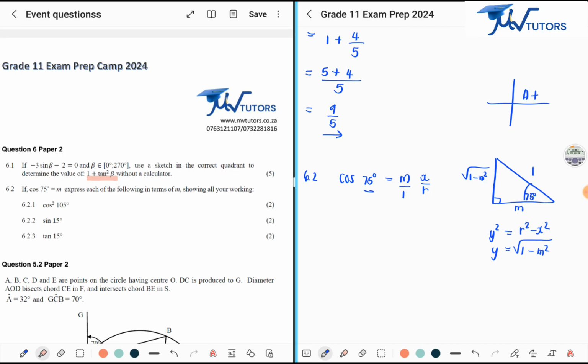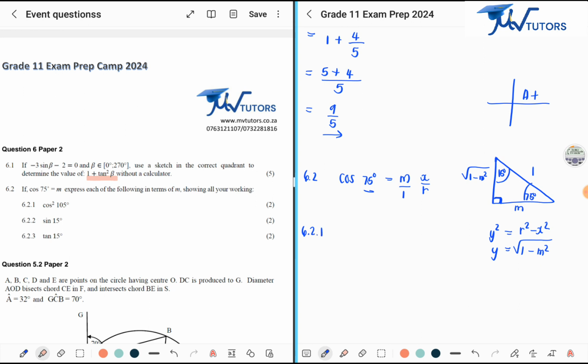Okay, and if you wanted to, the sum of angles in a triangle are equal to 180. So 75 plus 15 actually will give you 90 degrees. 90 degrees plus 90 will give you 180. That's if you just wanted it there. Now let's go and answer the question.